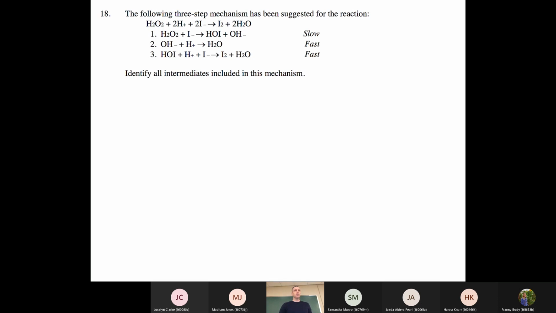So an intermediate is something that is generated in an early step, consumed later on, and does not appear in the overall balanced equation. So we have the overall balanced equation right here. Basically what we can do is look down below for what appears in there that's not in the balanced equation.